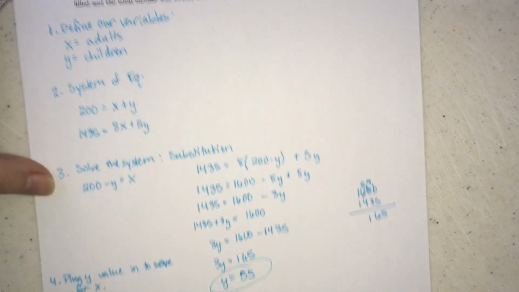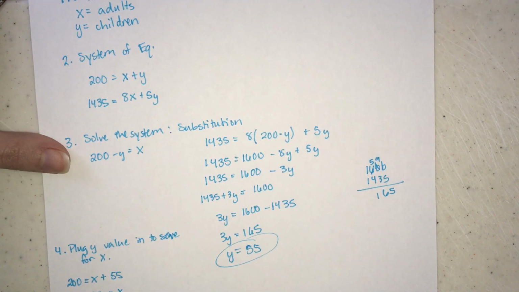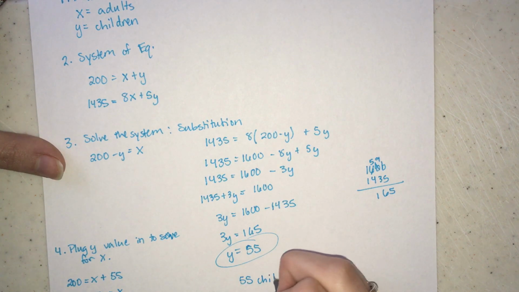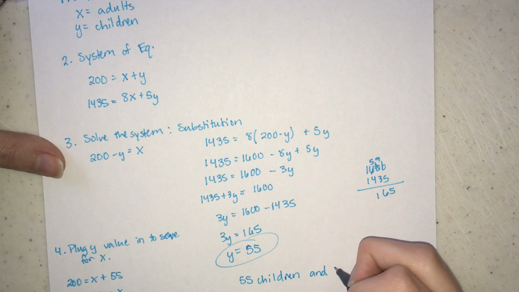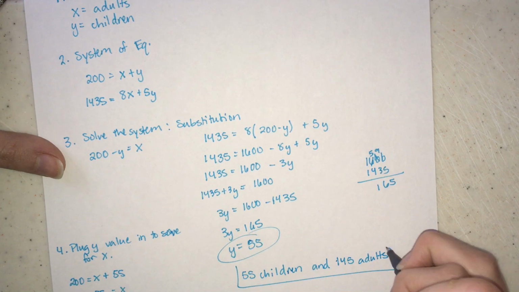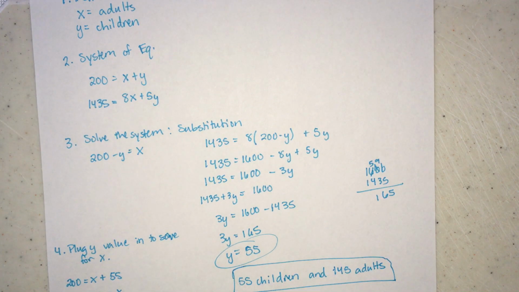So the question asks, how many adults and children were in the audience? So since our y talks about how many children, there were 55 children, and our x talks about adults, there's 145 adults. So that is the number of people that were in attendance.